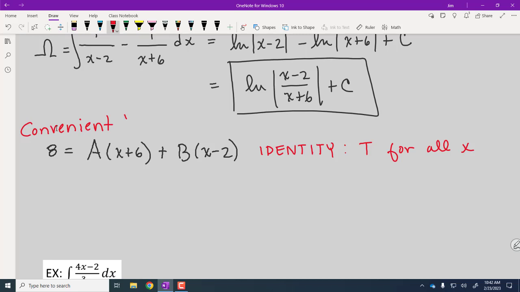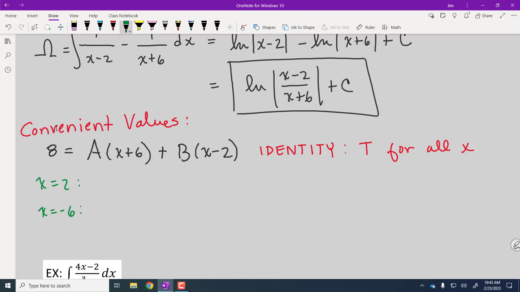And these convenient values are going to be the zeros of the two factors. So if this is going to be true for every single x, in particular, it has to be true for x equals 2, and it has to be true for x equals -6. So the convenient value method, the shortcut, is to pick the zeros of each factor and plug them into this identity. So notice, what are the two convenient values? x equals 2 and x equals -6.